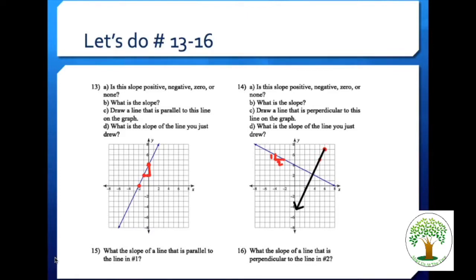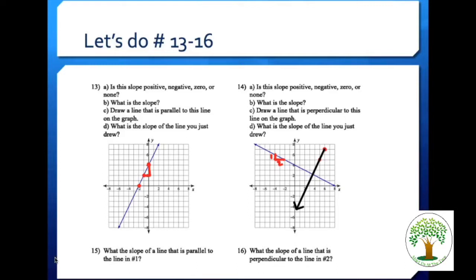Number 1, let's look at number 15 and 16. You're going to go way back to number 1, way back up there. This is 15, but it's referring to number 1. What is the slope of the line that is parallel to number 1? What did you get for an answer for number 1? 2. You got it. What did you get for an answer for number 1 way back up here? 1/7. 1 over 7. So what would be the slope of a line that would be parallel to that one? Not 1/7. I heard 1 over 7. So which is it? 1/7. There we go.